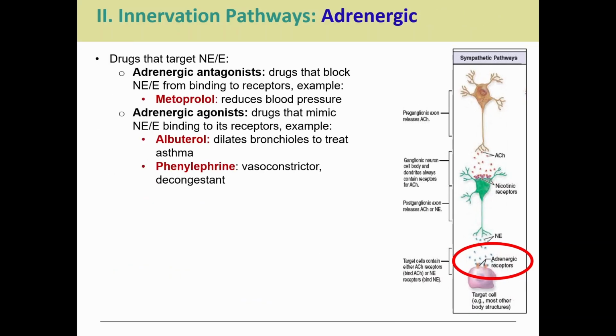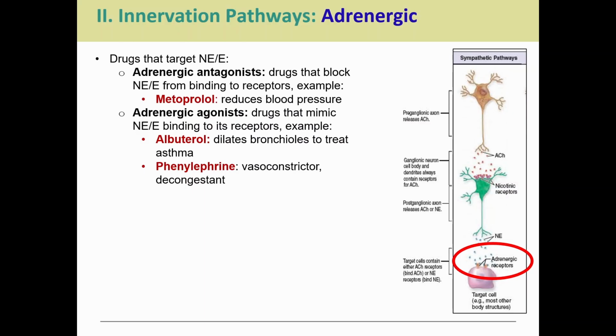Now there are different types of medications that target these. Adrenergic antagonists are going to block epinephrine and norepinephrine, like metoprolol, which helps reduce blood pressure. And then adrenergic agonists are going to mimic them.